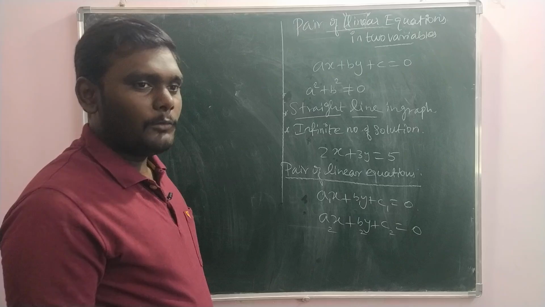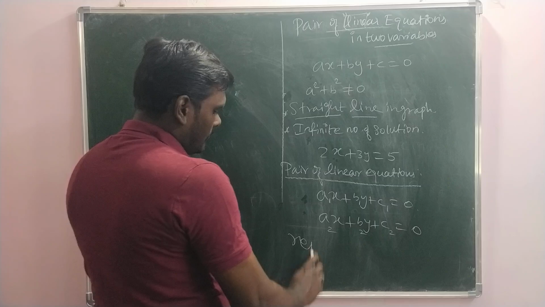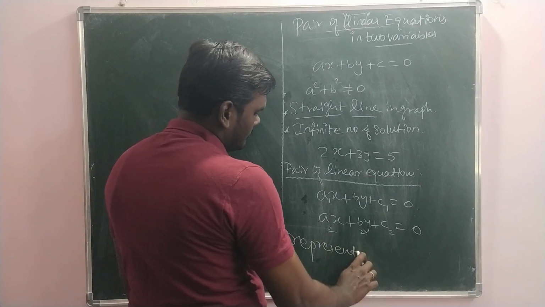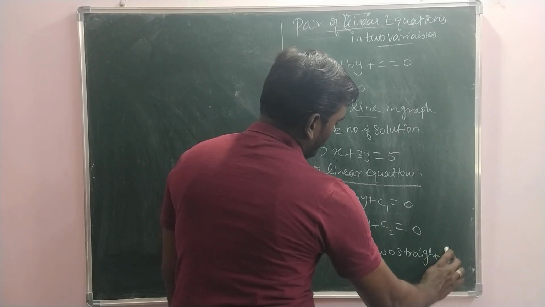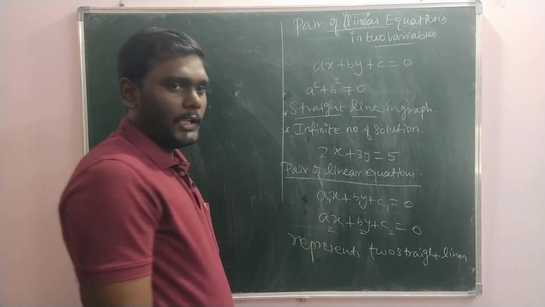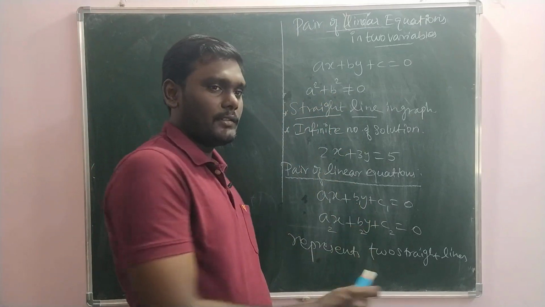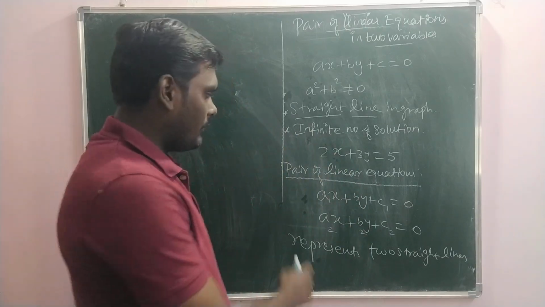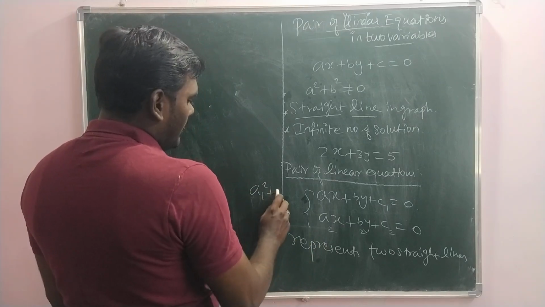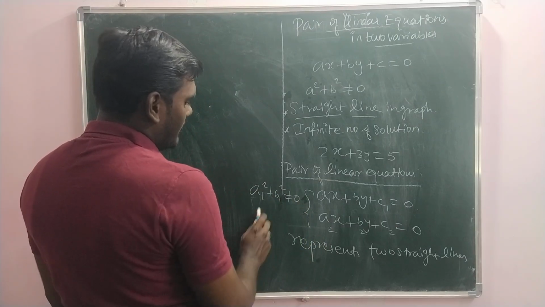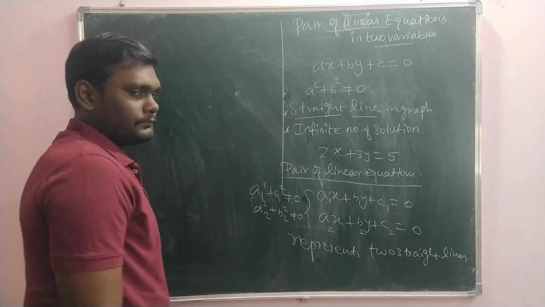So this represents how many lines in the graph? Two straight lines. And speaking of this condition, a² + b², that means the coefficients of an equation will not both be 0 at the same time. For each equation, you can write separately: a1² + b1² ≠ 0, and for this equation, a2² + b2² ≠ 0.